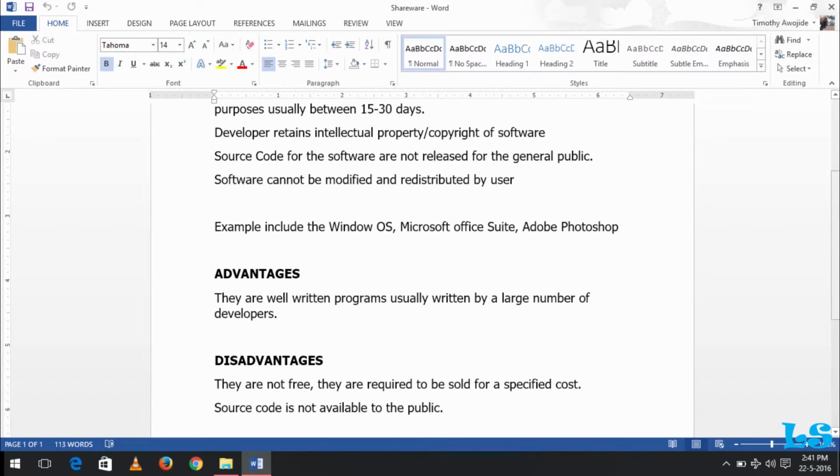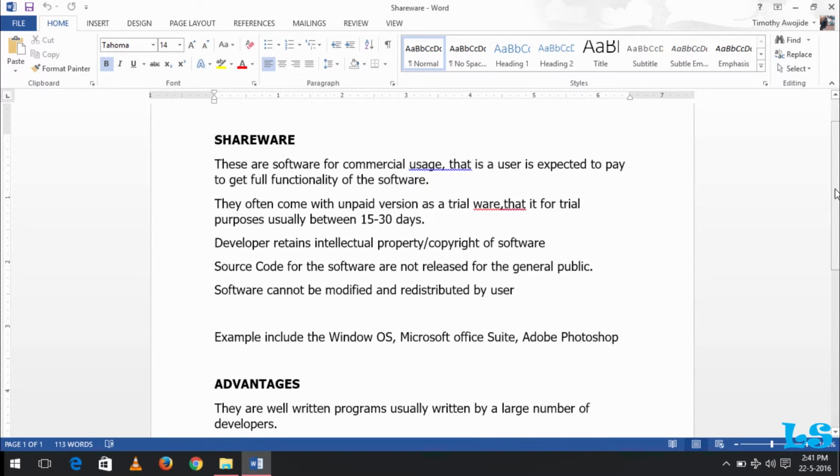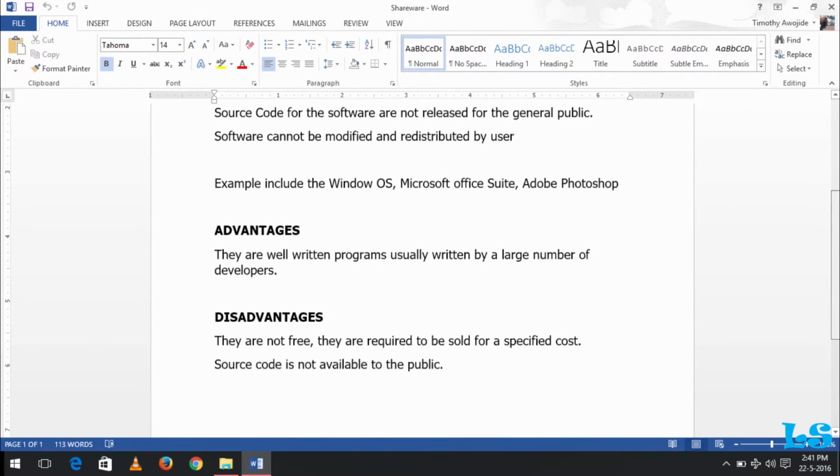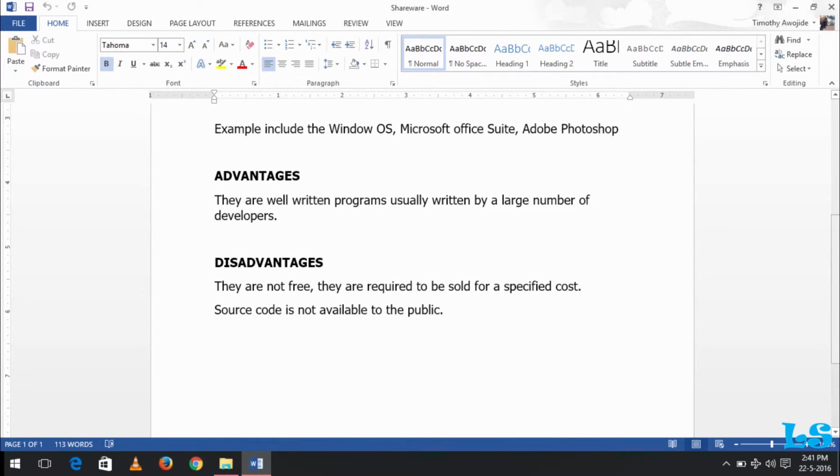Now examples of shareware are Windows OS, Microsoft Office Suite, Adobe Photoshop. There are lots of shareware. Shareware is just software you pay for to get the full functionality of the software. Now, what are the advantages of shareware?